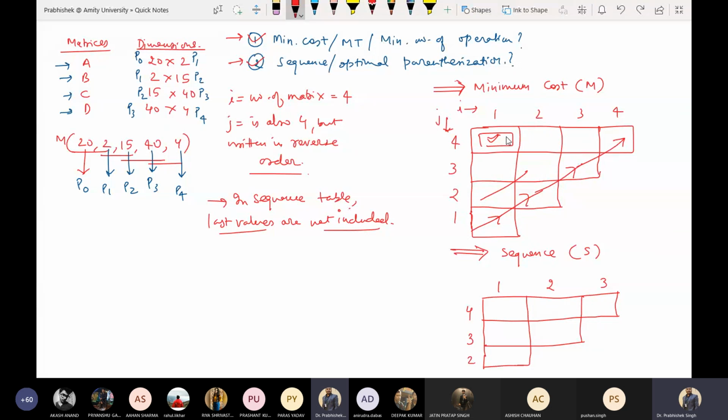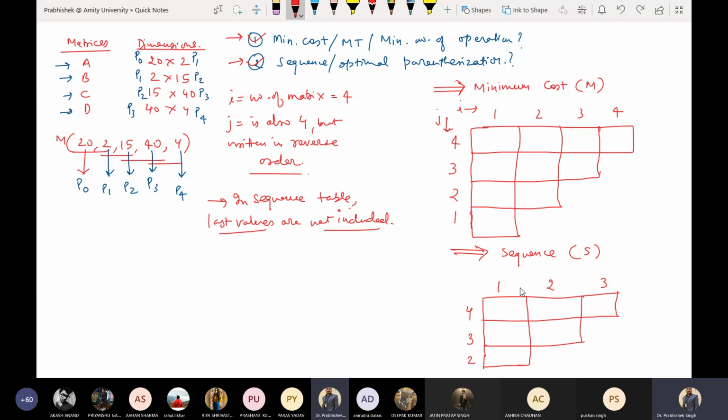I hope you are understanding this one. This is a very important point, and using this point only you are going to understand this thing. So using this process you are going to calculate the minimum cost. One thing more you have to remember: when you solve this, at the same time you have to update the sequence table also. So parallelly you have to update the sequence table also.